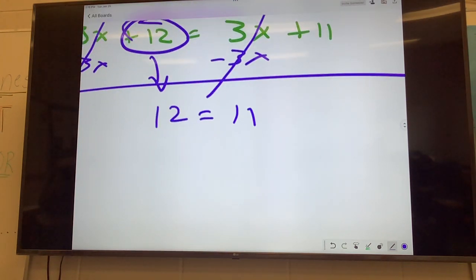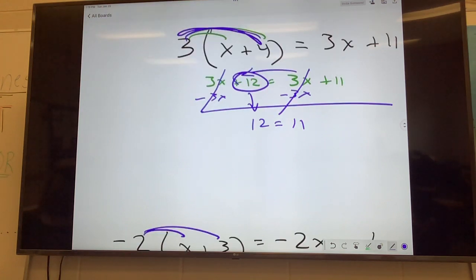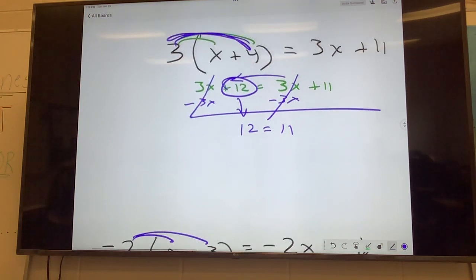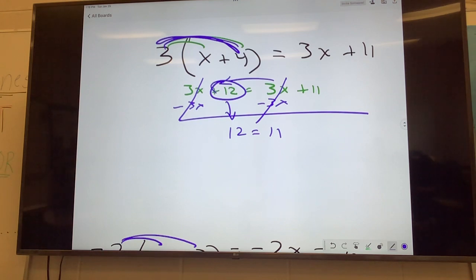Yes? So, like, if one was a positive, but they're like the same number, but one was a negative, it's a no solution? If you end up with negative 11 equals 11, it's not true. That's a no solution. Okay. Negative 11 does not equal 11.